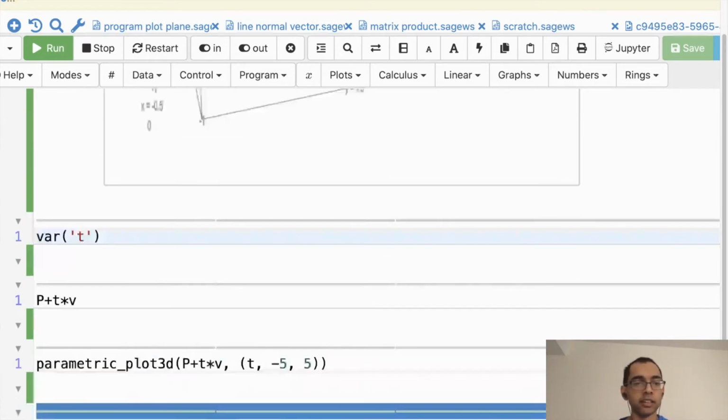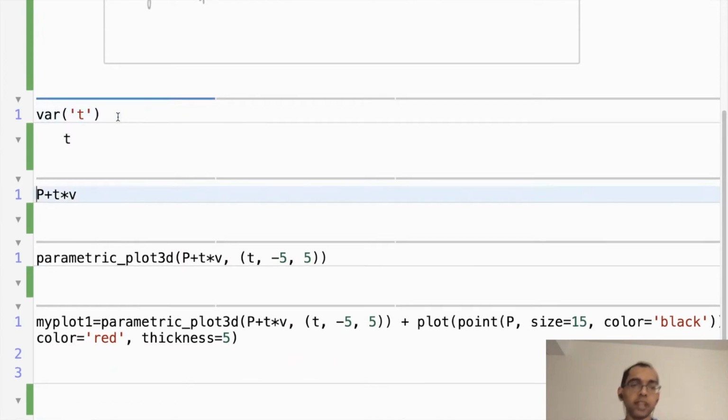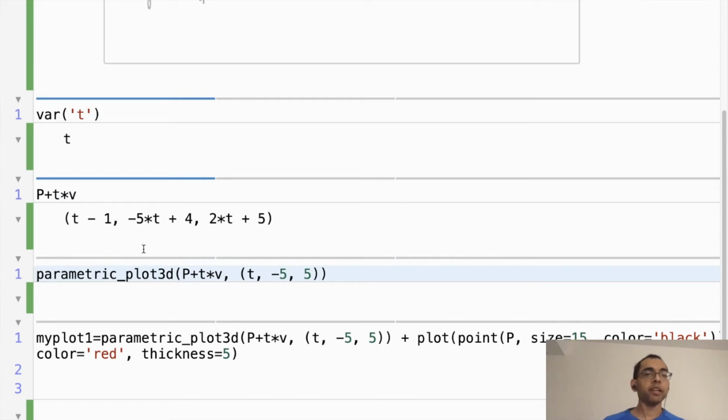Okay, then let's now introduce a parameter. So we tell Sage that we're calling this parameter t, and here's the parametric form of the equation of the line through P with direction vector v. You take a scalar multiple t of v. Remember to use the asterisk. If you forget the asterisk, Sage will give you an error. Okay, so this is the parametric form of the equation of a line.